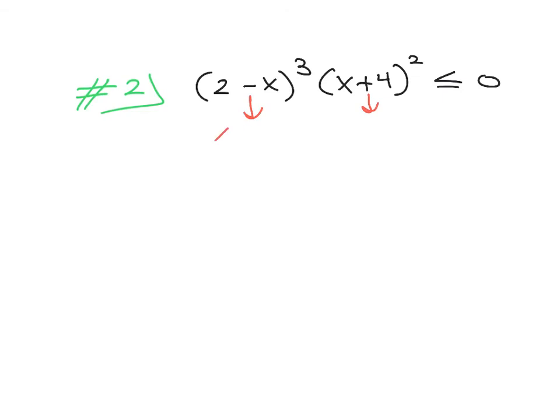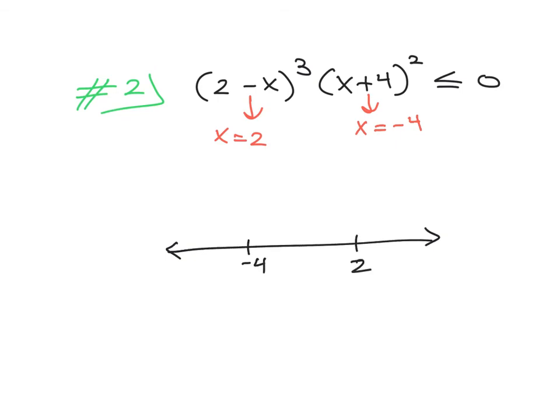So the first root is x equals 2. That's what will make it 0, because 2 minus 2 is 0. And x plus 4, then the root is -4. So after I move everything to one side of the inequality first, and then factor, and then find the roots, I need to put this on the number line. So -4 and 2, make sure that you put them in order.